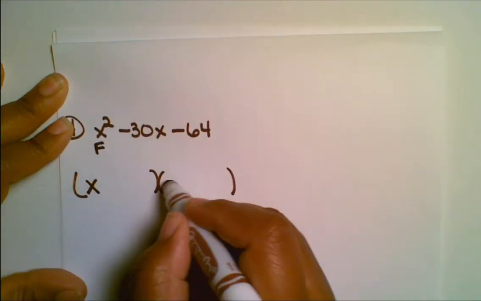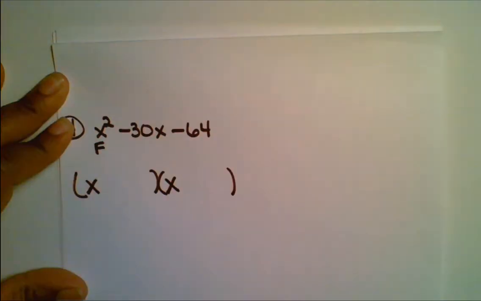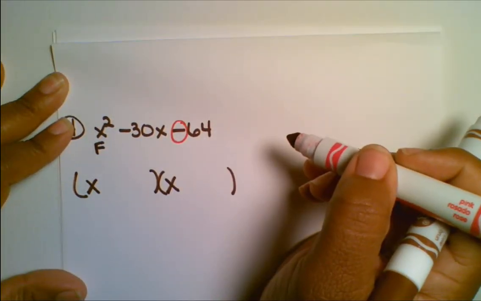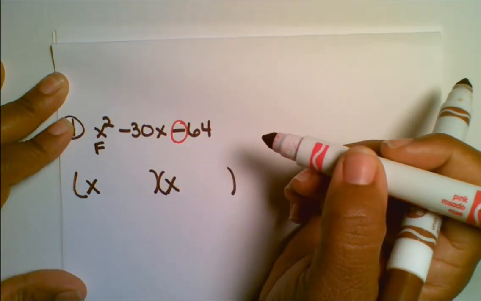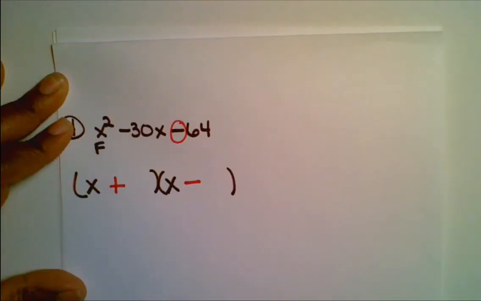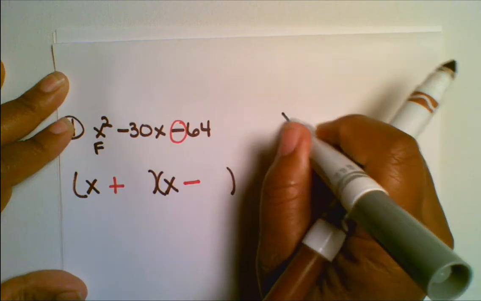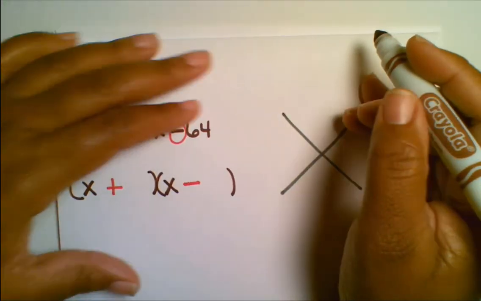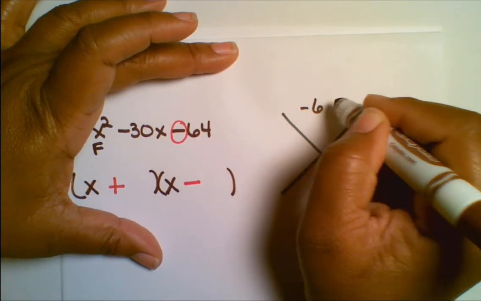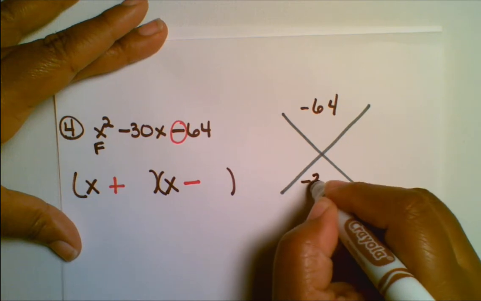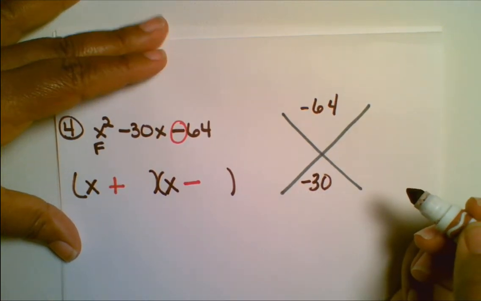So x and x for the first term. Your sign rules, sign of the last term is negative. So we're going to have different signs in the parentheses. One positive, one negative. Let's draw our x. So we're looking for factors of negative 64 that when we add those two numbers, it would give us negative 30.